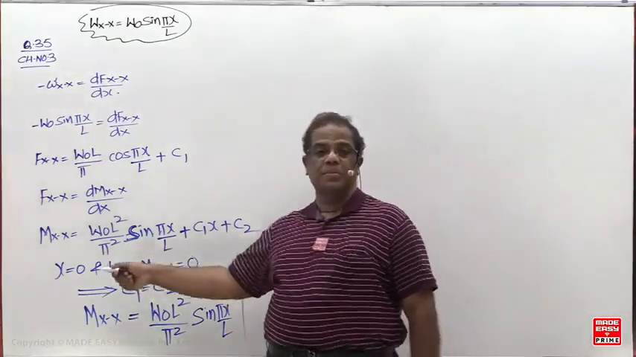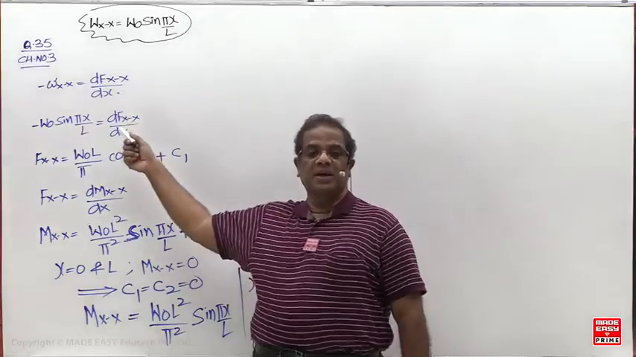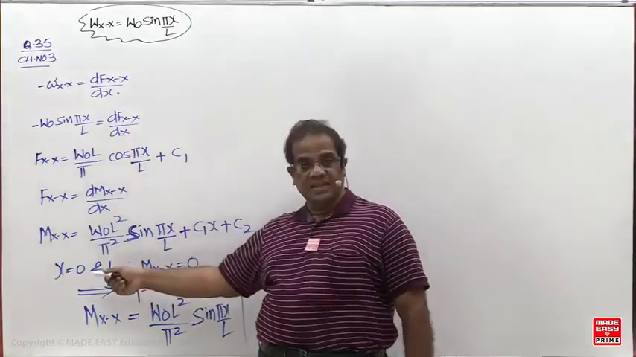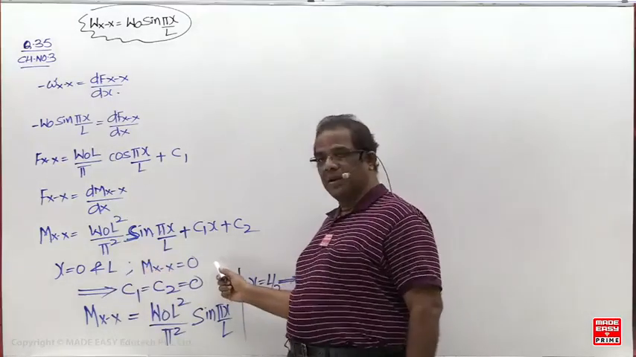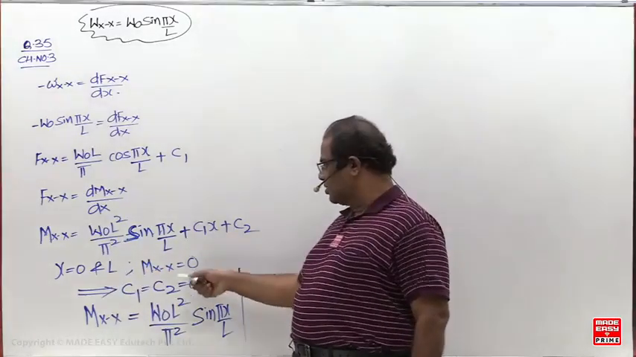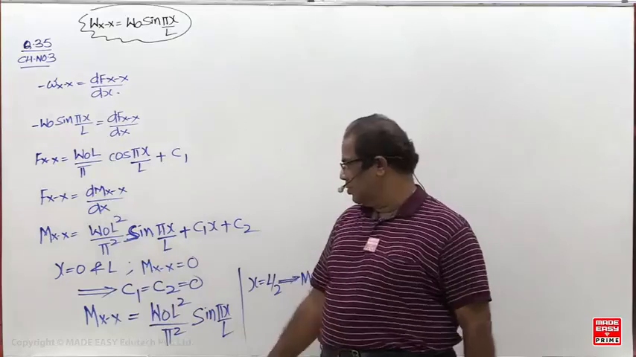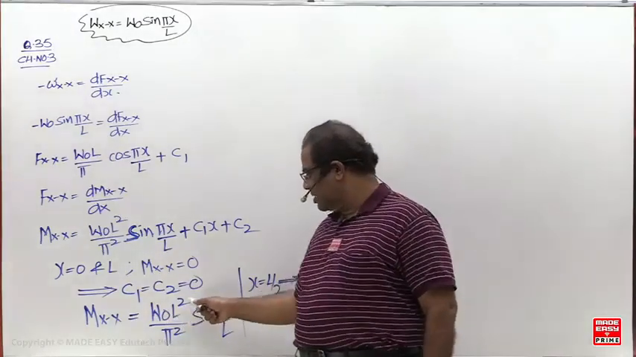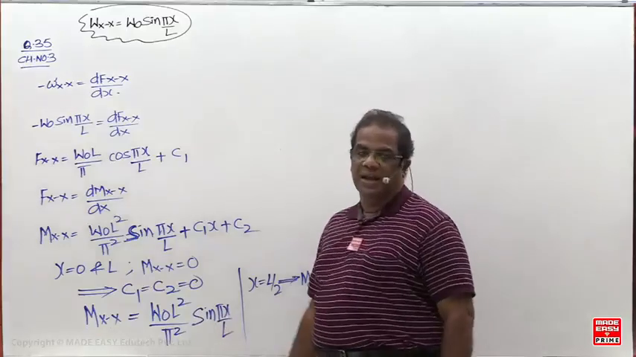Always, when a simply supported beam is given, the bending moment is 0 at the supports, that is, at x equal to 0 and x equal to L, the bending moment is 0. Now if you substitute this, you get C1 and C2 as 0. Then the bending moment equation will be M of x equals W L square by pi square sin pi x by L.